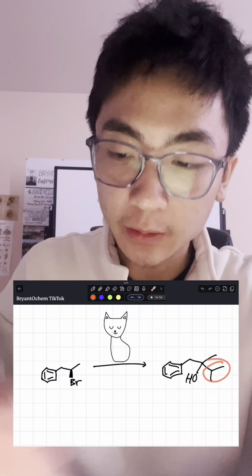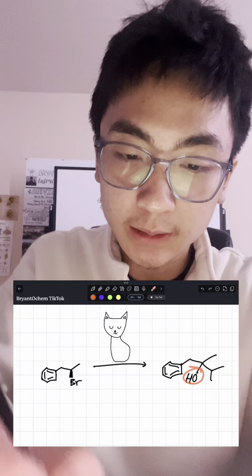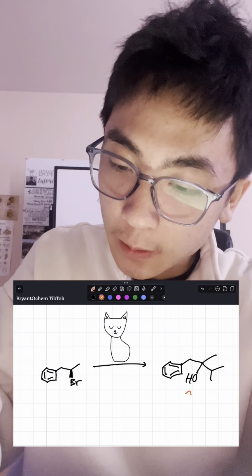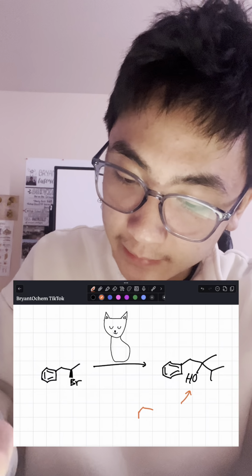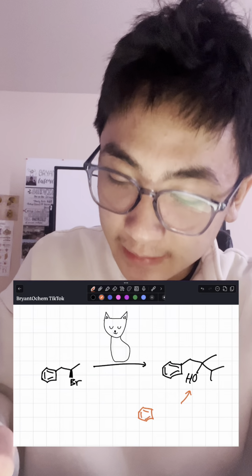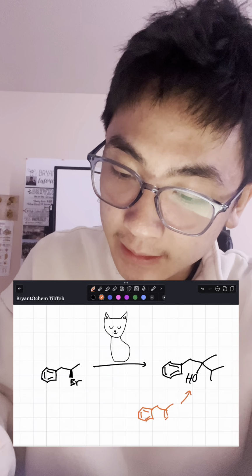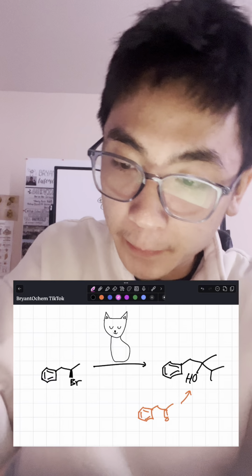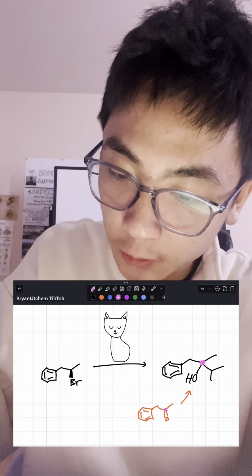When I see a new R group, I think of Grignard reagents, and I know that this alcohol is going to come from a carbonyl. So when I go backwards here, I am going to say that that alcohol came from a carbonyl oxygen. So I'm going to say that that alcohol came from this ketone here, where this pink carbon here is this pink carbon here.